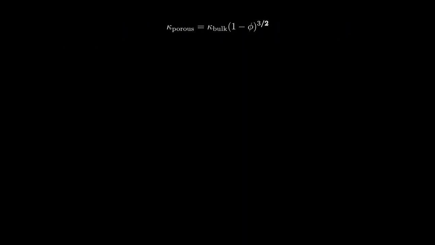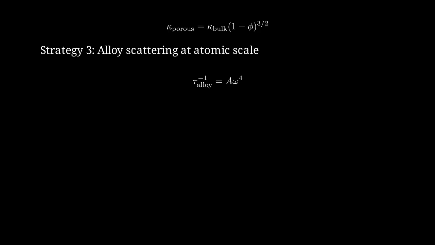Porous conductivity approximately equals bulk conductivity times 1 minus porosity phi to the 3/2 power. Strategy 3. Use alloy scattering where mass disorder scatters high-frequency phonons. The alloy scattering rate is proportional to frequency to the fourth power, strongly affecting high-frequency phonons.